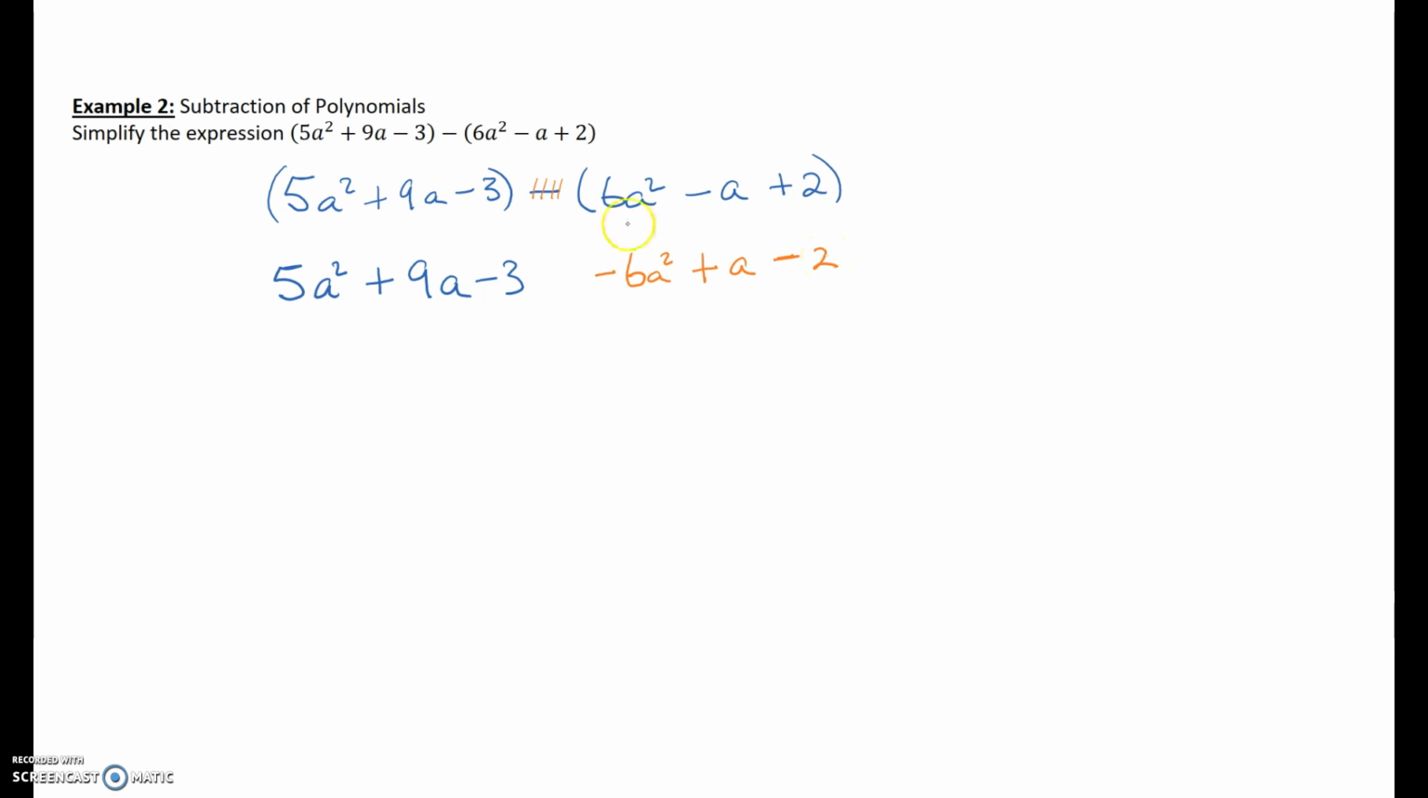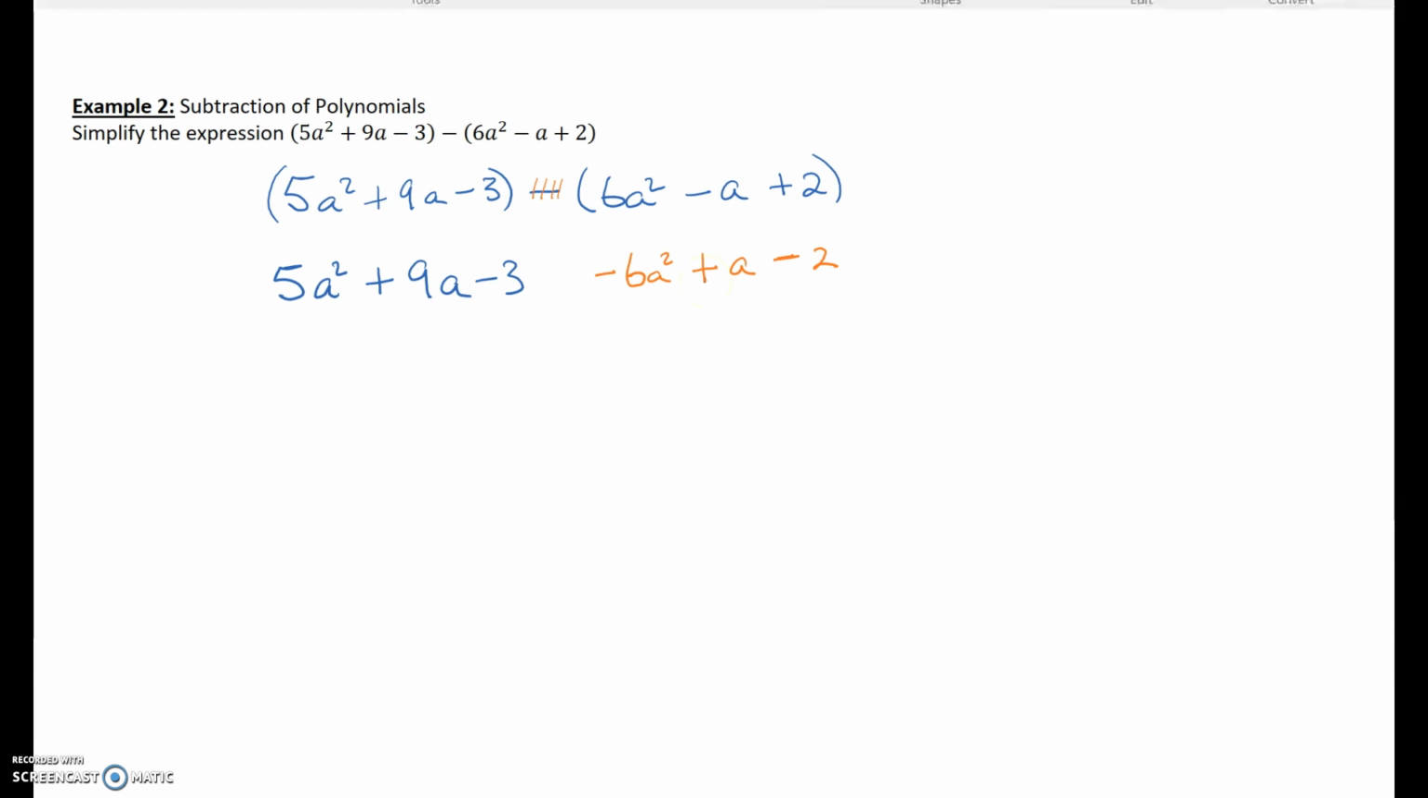Now all those signs changed. The 6a squared became minus 6a squared, the minus a became plus a, the plus 2 became minus 2. All of them changed. And the reason they changed was because there was a minus in front of the parentheses. Okay? Now the minus itself goes away. We've deleted that minus. But before it goes away, it changes the sign of everything inside the second parentheses.